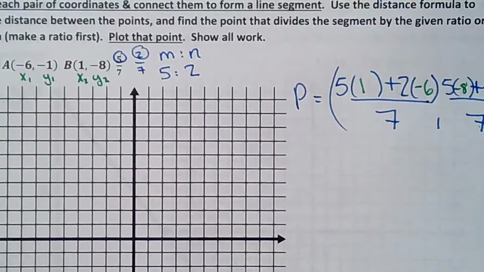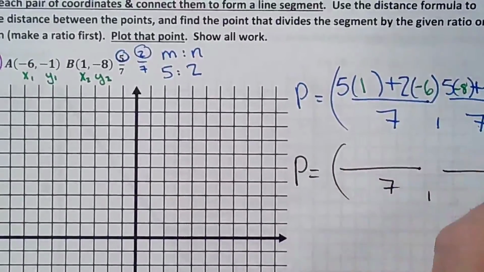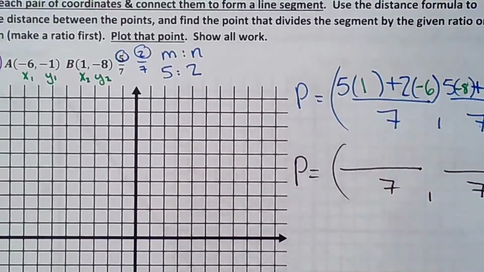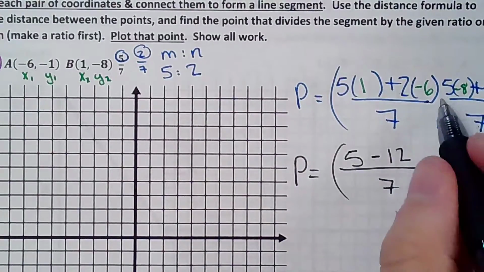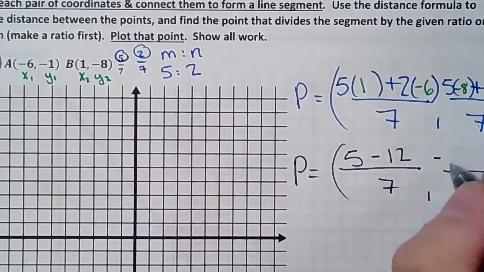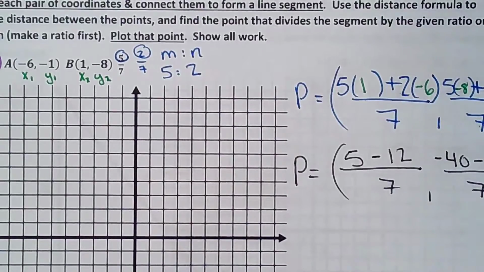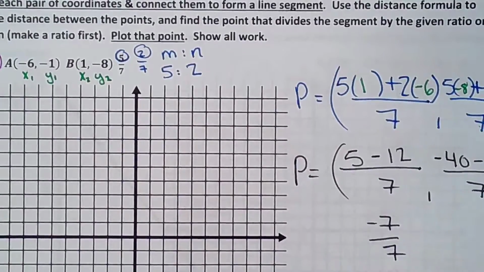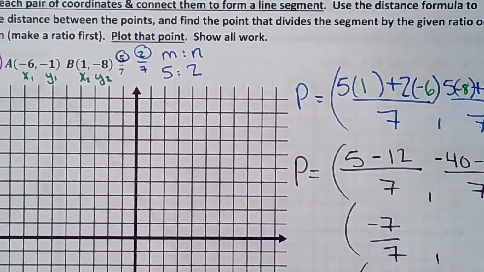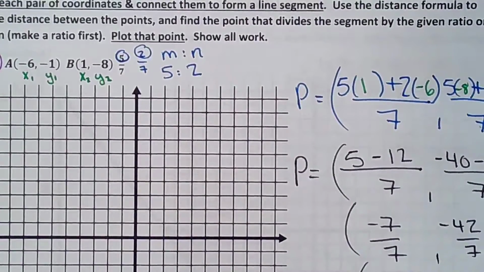And now we just do arithmetic. So P is going to equal all that divided by 7 for both of these. What is 5 times 1? What's 2 times negative 6? Negative 12. 5 times negative 8? Negative 40. 2 times negative 1? Negative 2. And if you notice, 5 minus 12 is negative 7. When we divide that by 7, we get negative 1. Negative 40 minus 2 is negative 42. When we divide that by 7, we get negative 6.